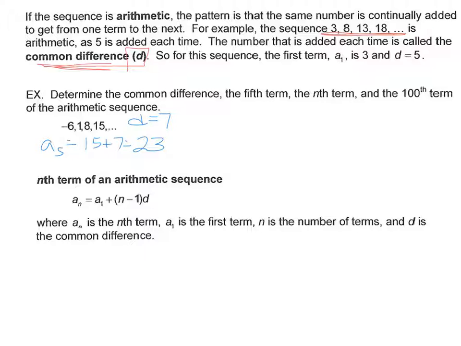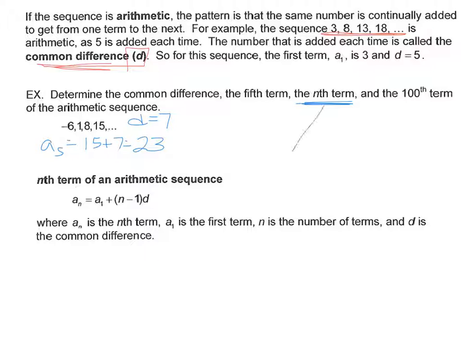But if we kept on adding 7 to get to the 100th term, that would be very time consuming. But there's a formula for this. And so when they're talking about the nth term, they're talking about this formula. The nth term of an arithmetic sequence is A sub n equals A sub 1 plus n minus 1 times D. A sub n is the nth term, might be the 5th, the 100th, the 1000th, just whatever they ask for. A sub 1 is the first term, n is the number of terms, and D is the common difference.